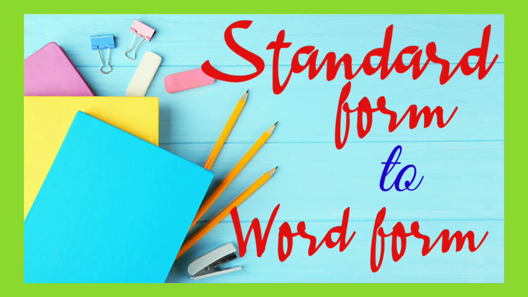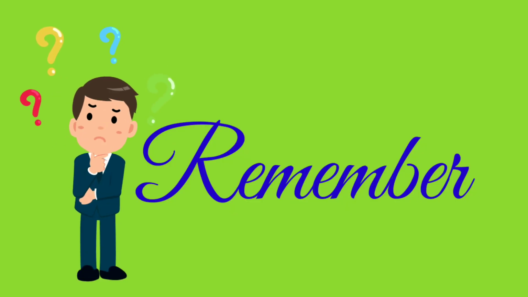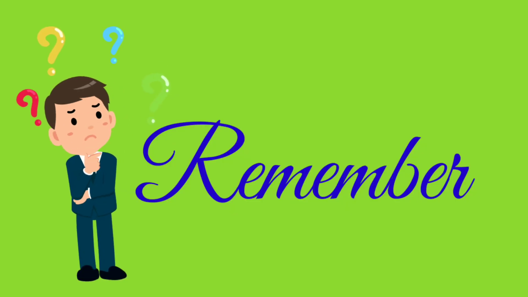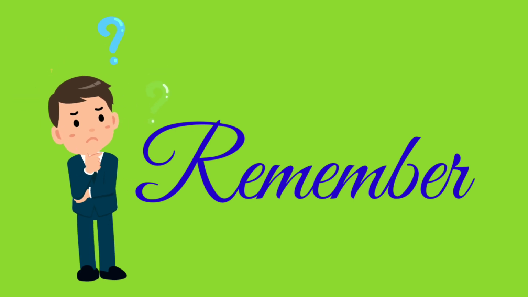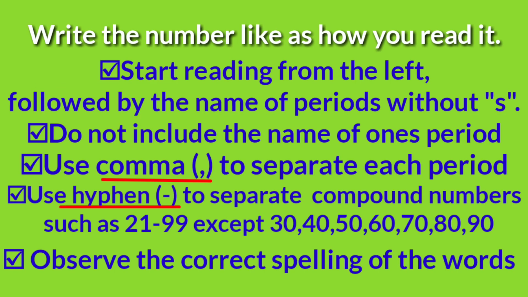Okay, now let us learn how to change standard form to word form. So, here we have to remember the following rules so that it is easy for us to write numbers in words. Write the number like how you read it. Start reading from left to right, followed by the name of periods without S at the end. Do not include the name of ones period. Use comma to separate each period.